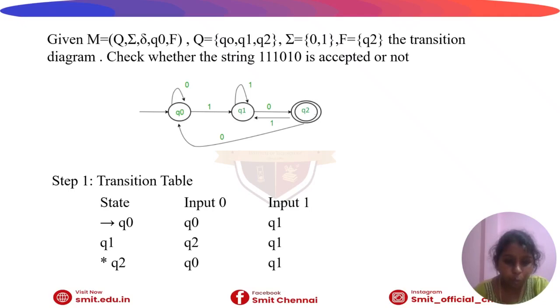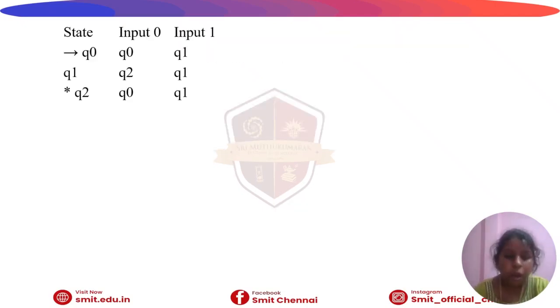For q naught, when the input is 0, it goes to itself. When it is 1, it goes to q1. In q1, when the input is 0, it goes to q2, and when the input is 1, it goes to itself, q1. For q2, when the input is 0, it goes to q0, and when the input is 1, it goes to q1. We have drawn the transition table.